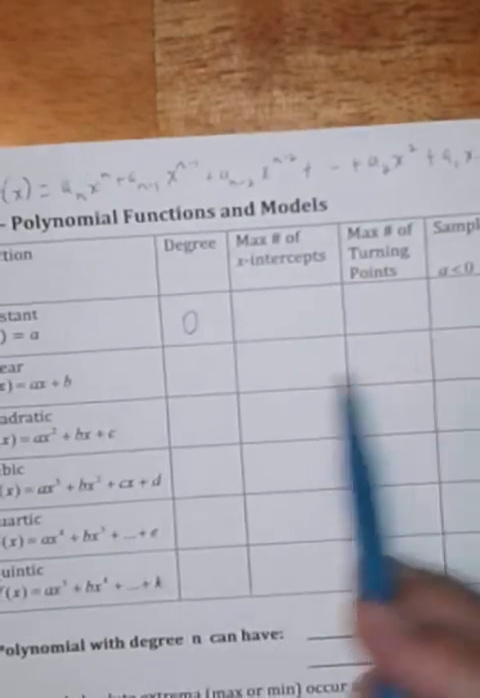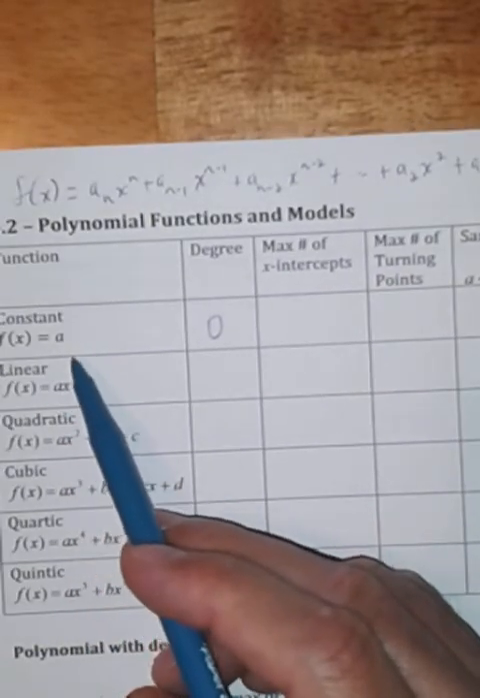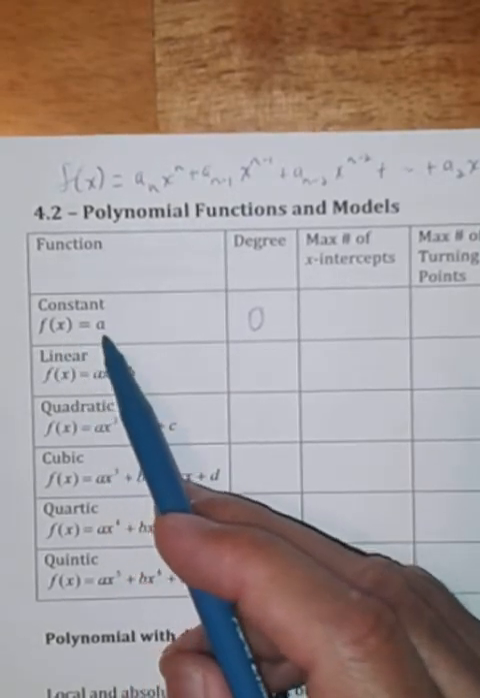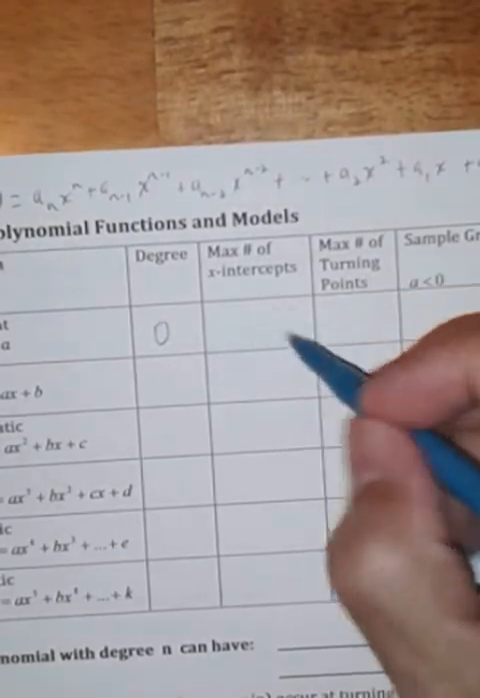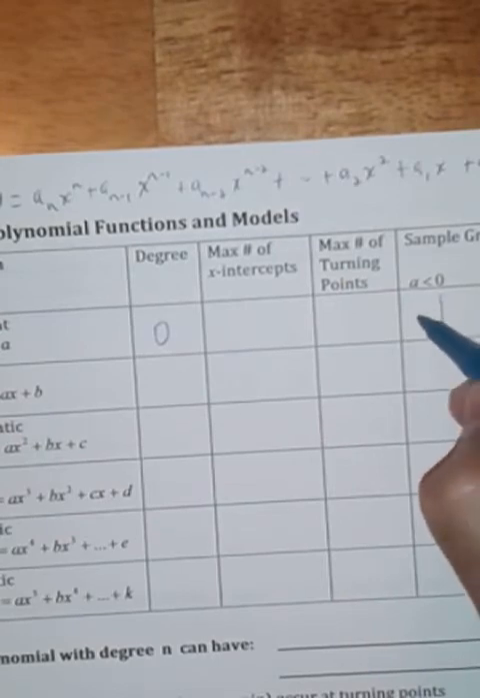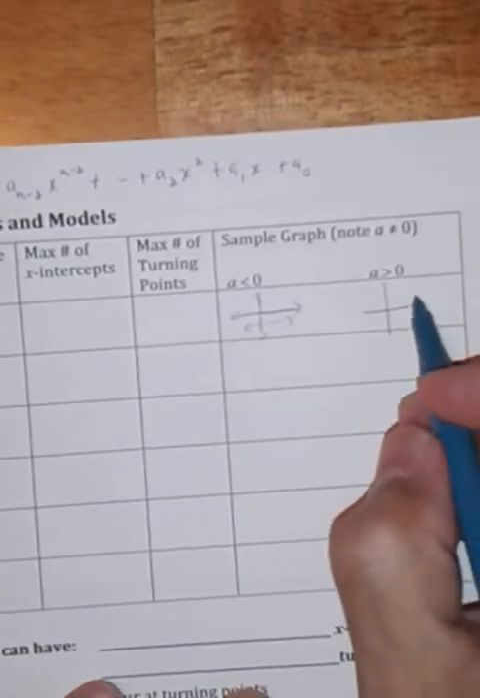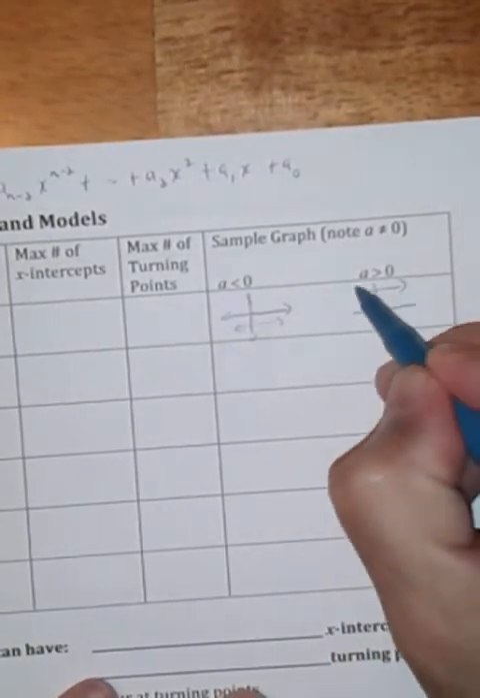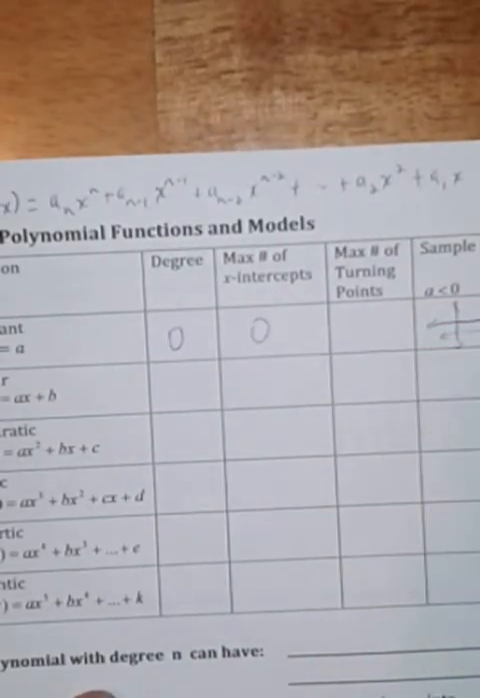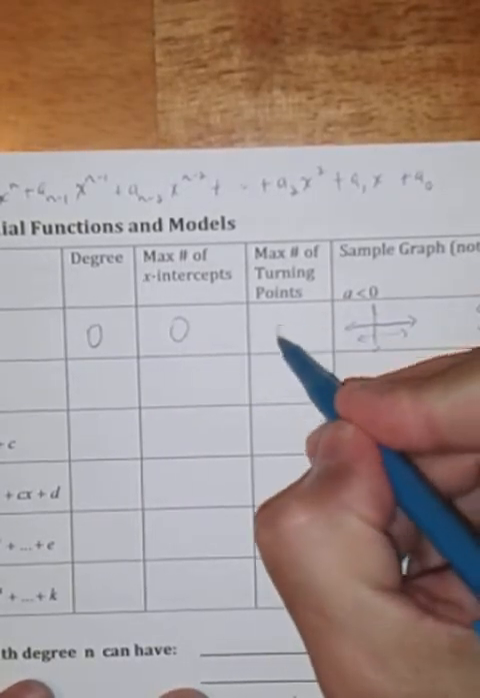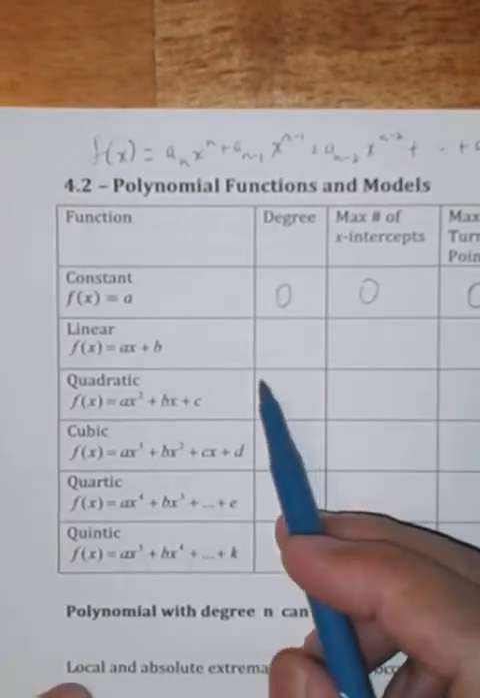Maximum number of x-intercepts, well, a cannot be 0, remember. So if it's like f of x equals 1 or negative 3, remember this is like y equals 1 or y equals negative 3. Less than 0 would be like y equals negative 1, something like this, and for greater than 0, that's like saying y equals 3, so it'd be something like that. How many x-intercepts can a flat line have? None. How many turning points can it have? None. All right, let's take a look at the second one.